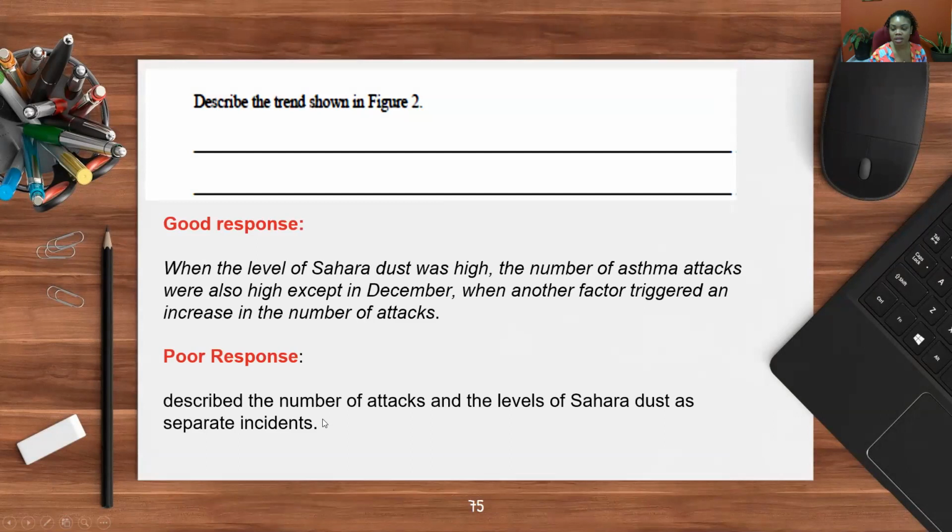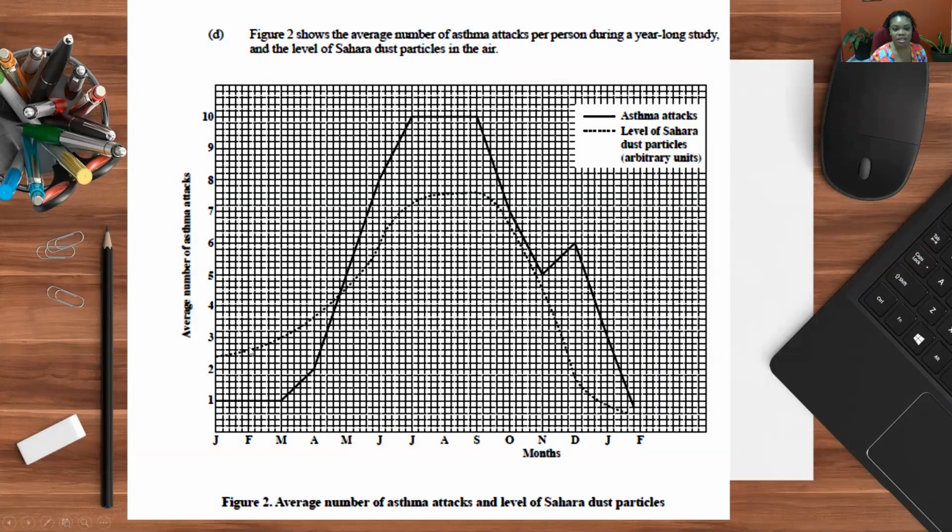A poor response would be to describe the number of attacks and the levels of the Sahara dust as separate incidents. So some students may just say Sahara dust increases and then decreases, while the asthma attacks increase, without showing the correlation between the two. You wouldn't get full marks for that.